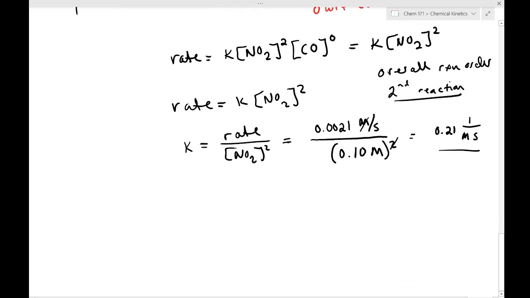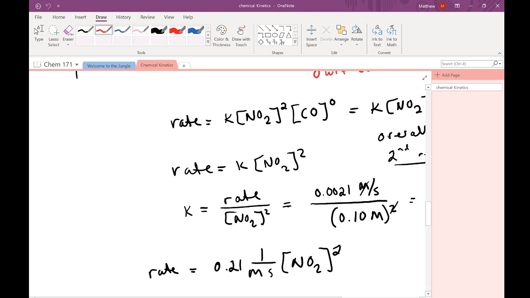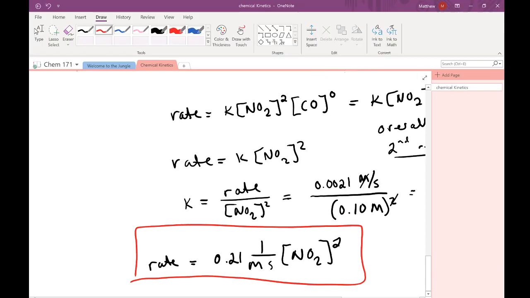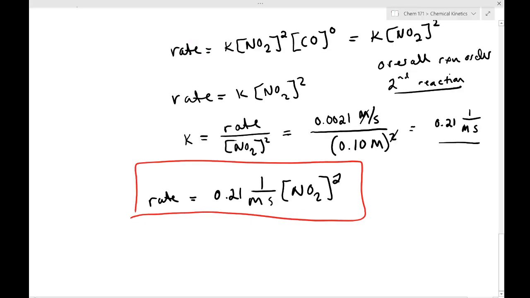Now we can plug this back into the rate, and we can have our final complete rate equation. Rate equals 0.21 per molar second, multiplied by the NO2 concentration squared. Okay, this is our rate equation for this entire reaction. We can use this to determine the concentration at a specific time, or we can use it to determine basically how fast the reaction is going to take place at any point within the reaction.